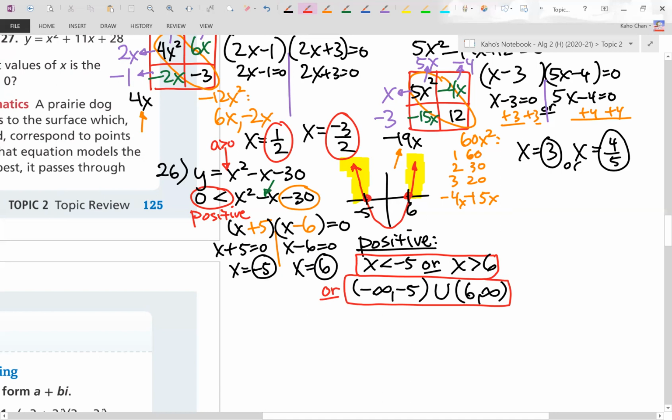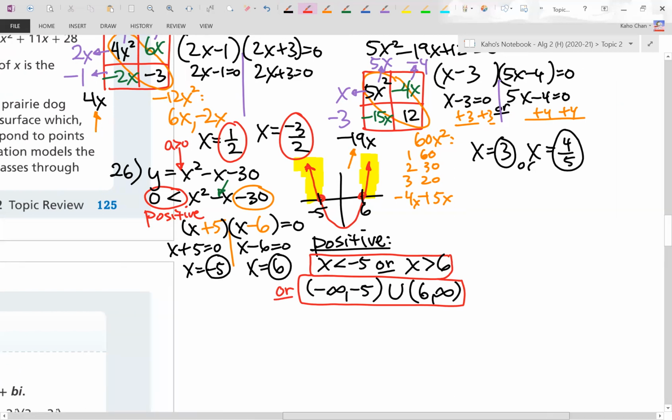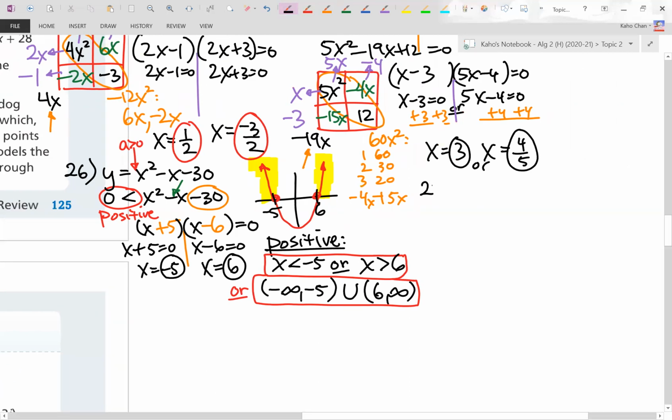All right. Number 27 is the same exact thing, different problem. Let's tackle that. Number 27. We have y is equal to x squared plus 11x plus 28. Again, they're asking for where this parabola is positive, meaning sticking above the x-axis, yeah? So in this case, we want 0 is greater than this thing. Now we can factor, yay.